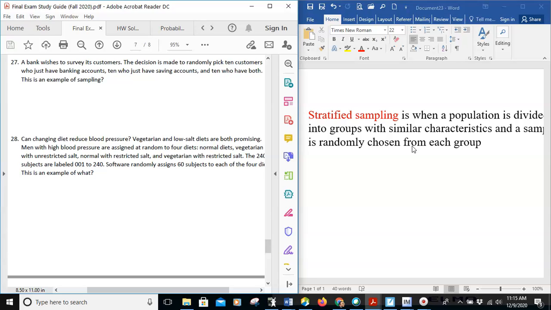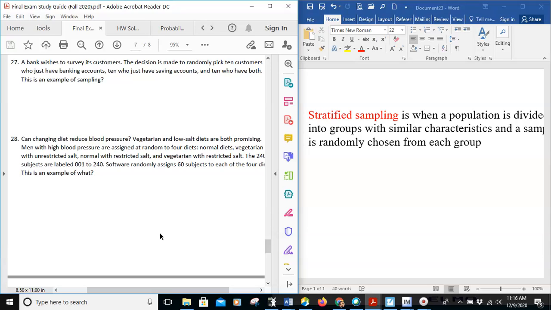So men with high blood pressure are assigned at random to 4 diets. There's the normal diet. There's the vegetarian with unrestricted salt. There's normal with restricted salt. There's vegetarian with restricted salt. So there are 240 subjects, labeled 001 to 240. And then the software is going to randomly assign 60 subjects to each of the 4 diets. So this is an example of what?